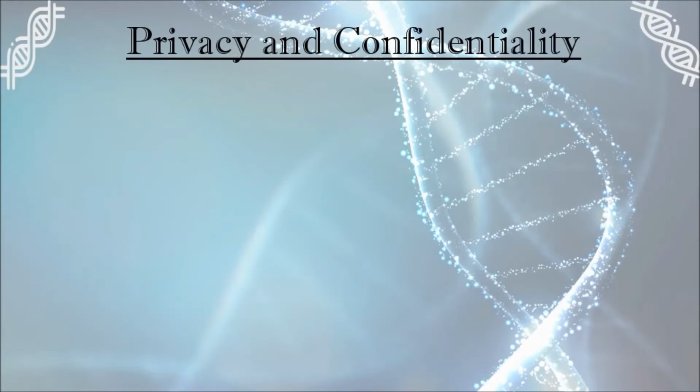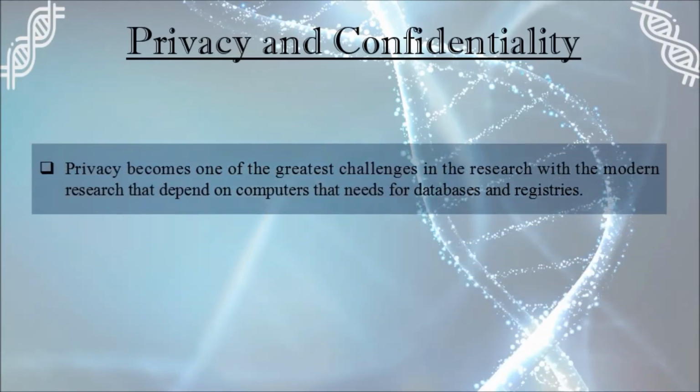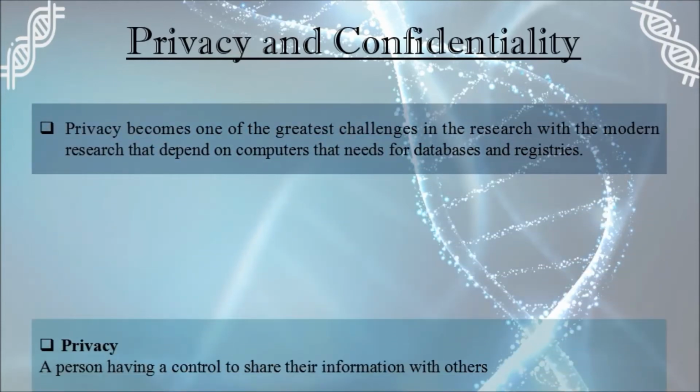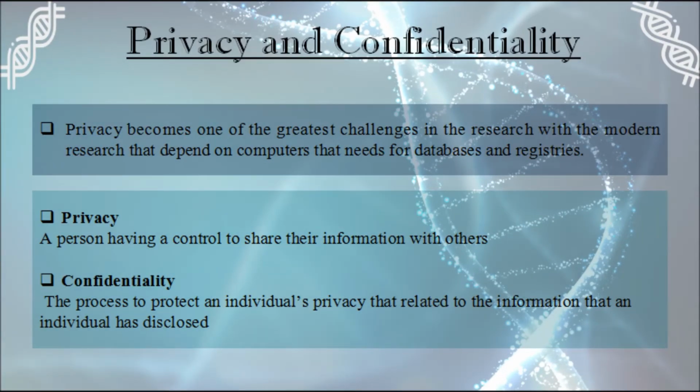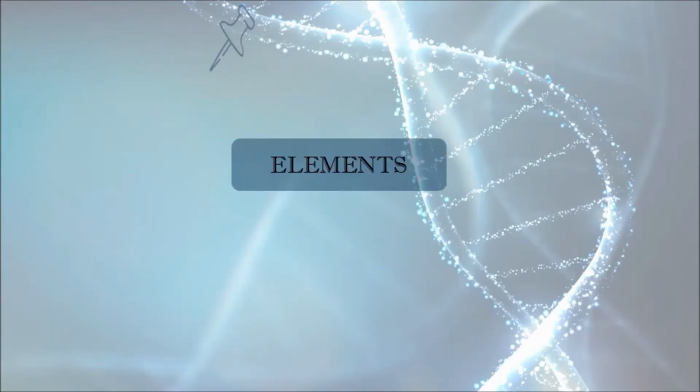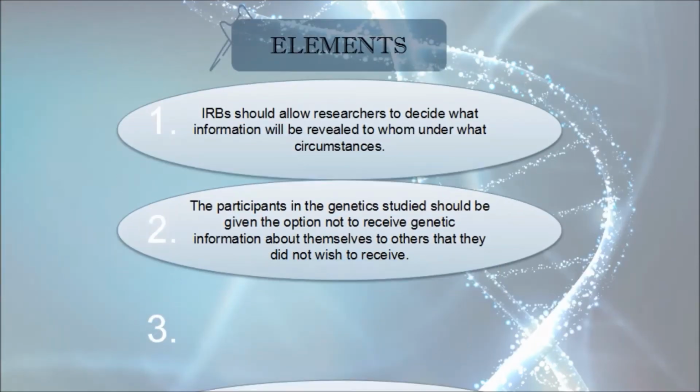The next part is privacy and confidentiality. Privacy become one of the greatest challenges in the research, with the modern research that depend on computers that need for database and registries. The term privacy defines that a person having a control to share their information with others. Confidentiality is the process to protect an individual's privacy that related to the information that an individual has disclosed. These are three of the elements.